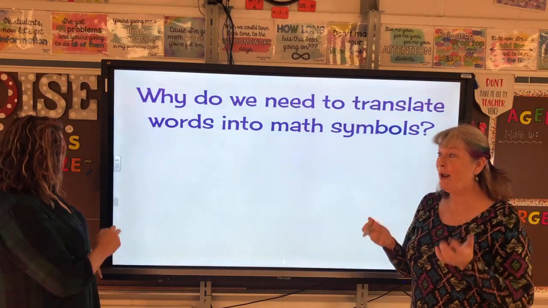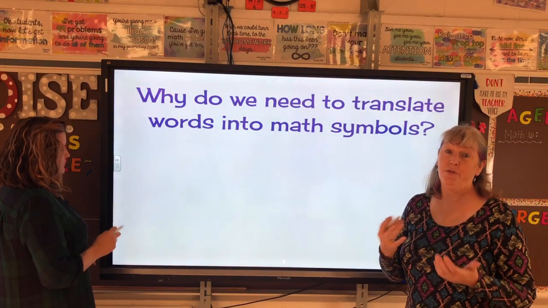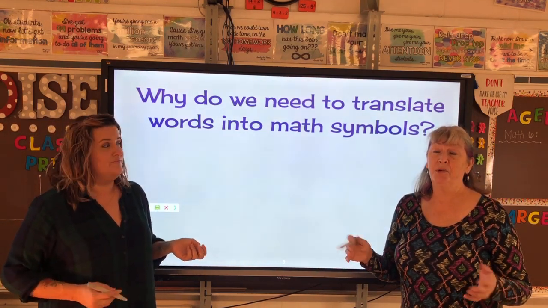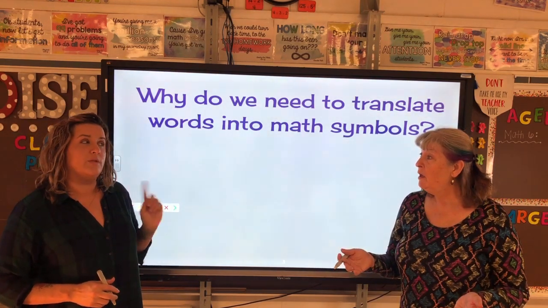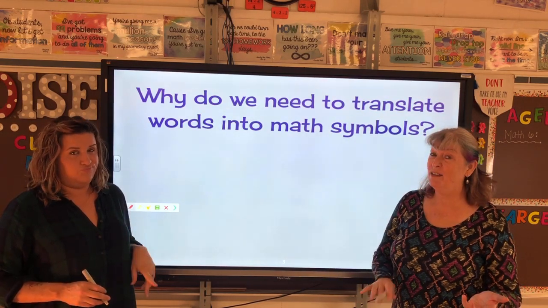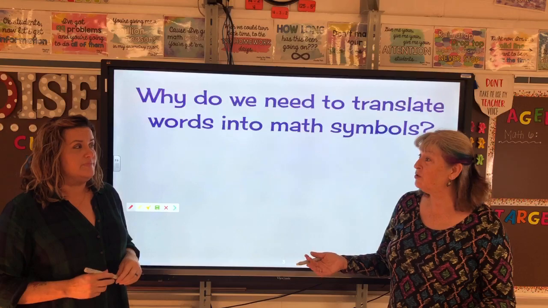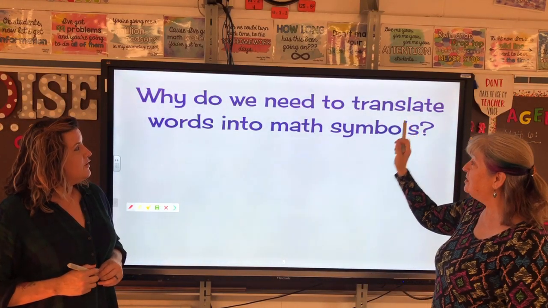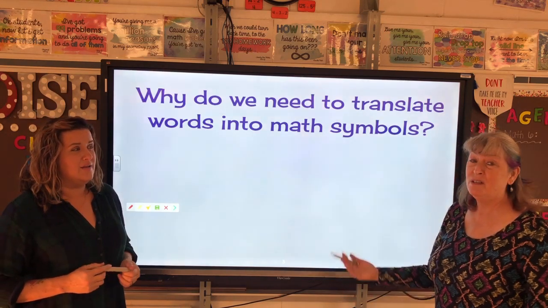Well, we translate because, first of all, math is not just naked number problems. It's not just numbers. We have word problems. There are words, and we need to use them in symbols to mathematically solve things or understand what we're trying to do. So we sometimes have to take the words and make them into the symbols. That's right. It's all about word problems.